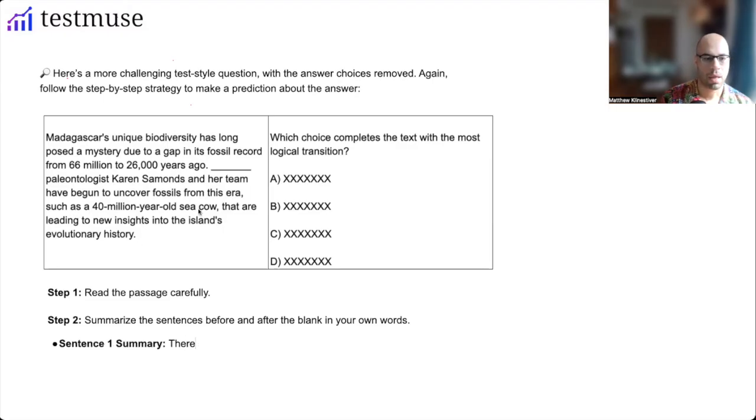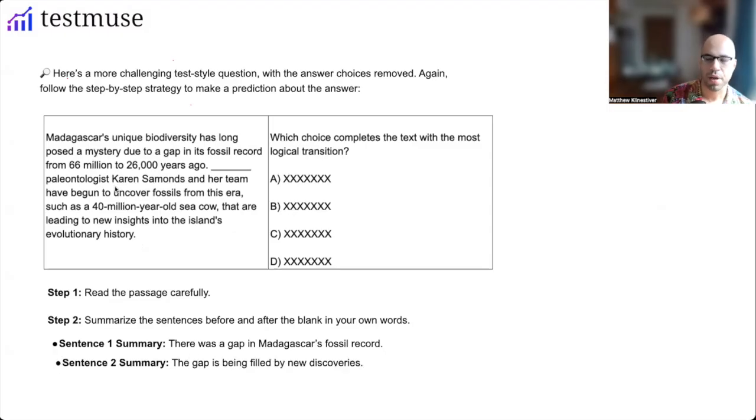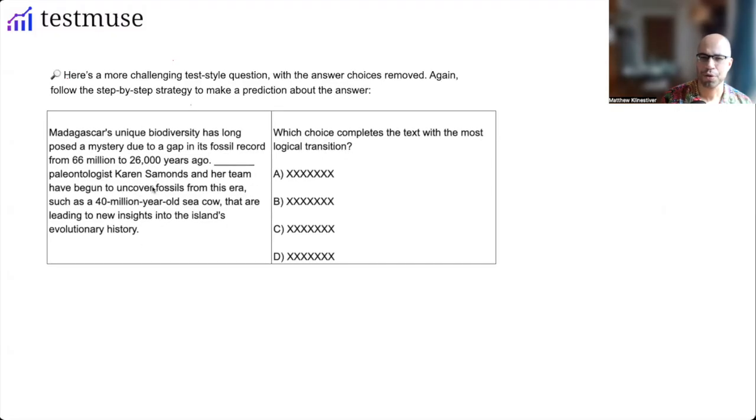Okay, let's get our summary. There was a gap, right? Now we've got new discoveries that are filling in that gap. Okay, so first of all, is this "therefore," maybe it's a cause and effect because there was a gap? They have begun to uncover new fossils. I'm not so sure about that though, right?